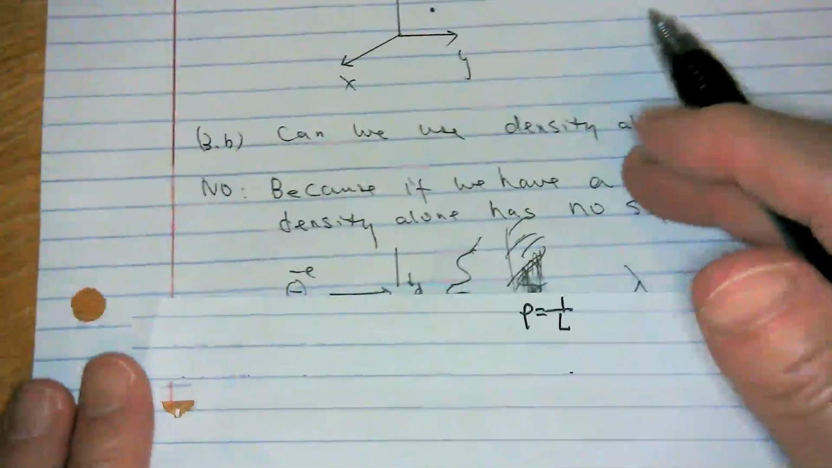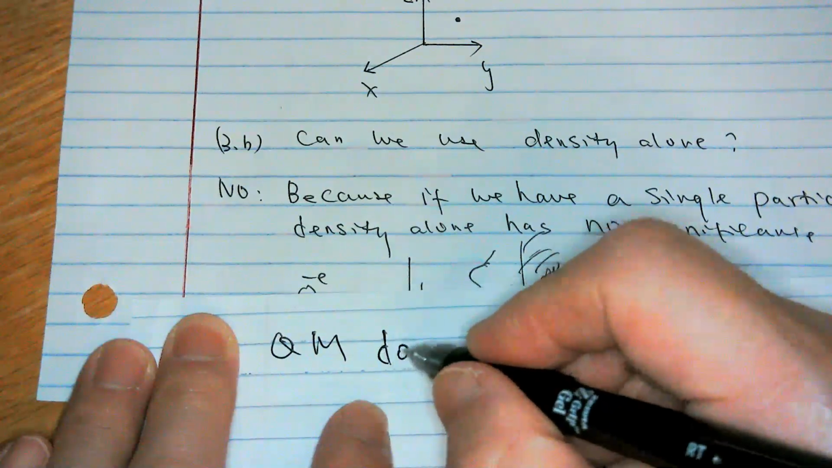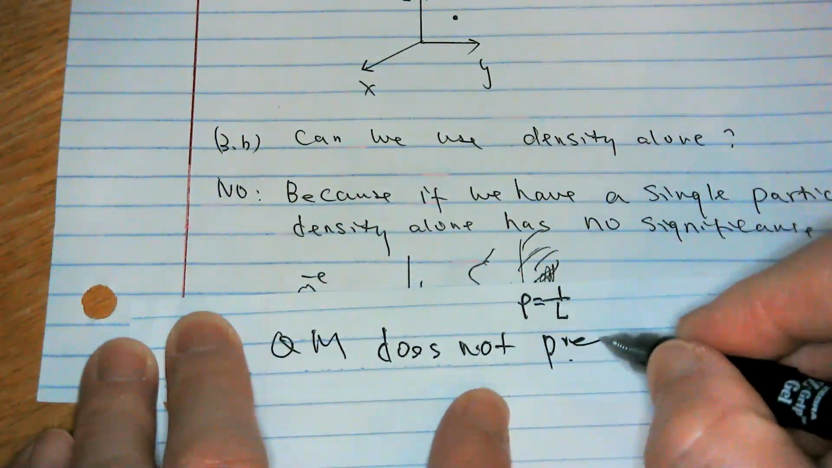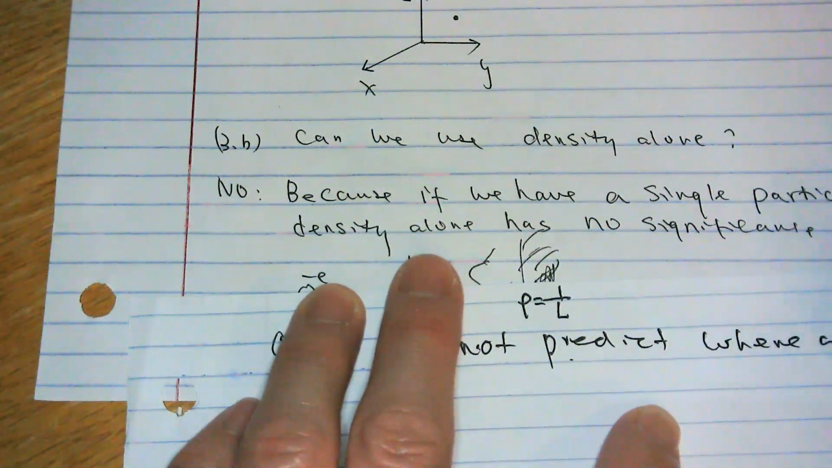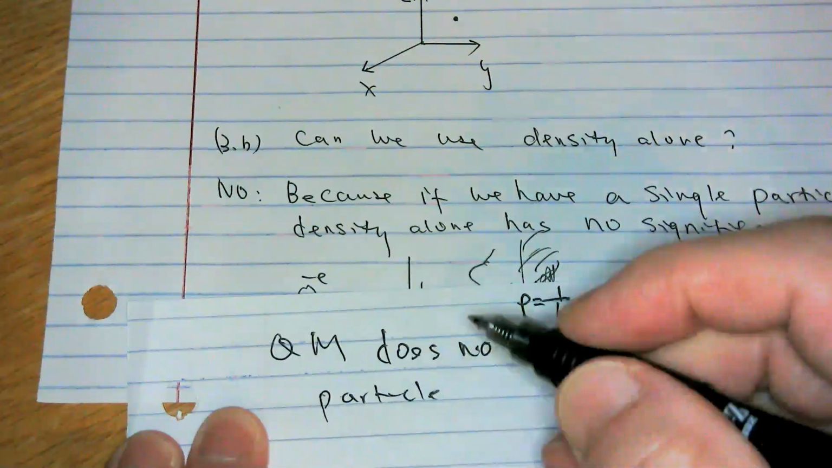So I'm going to write this down. Quantum mechanics does not predict where a particle lands.